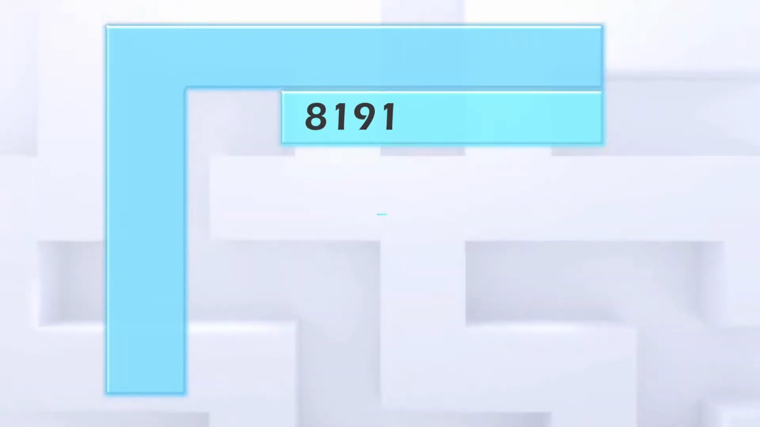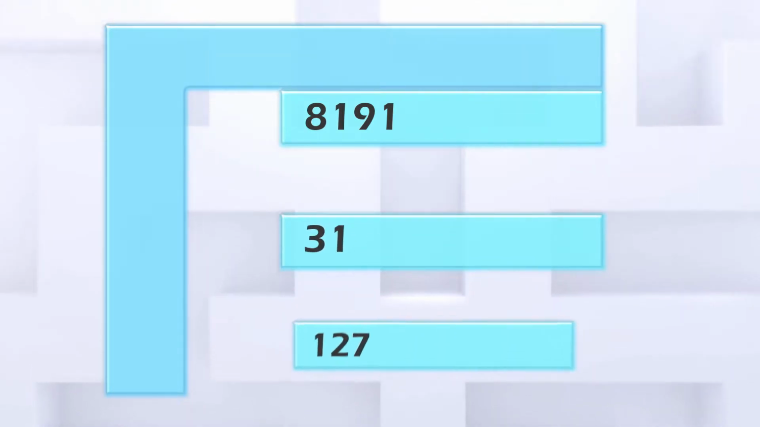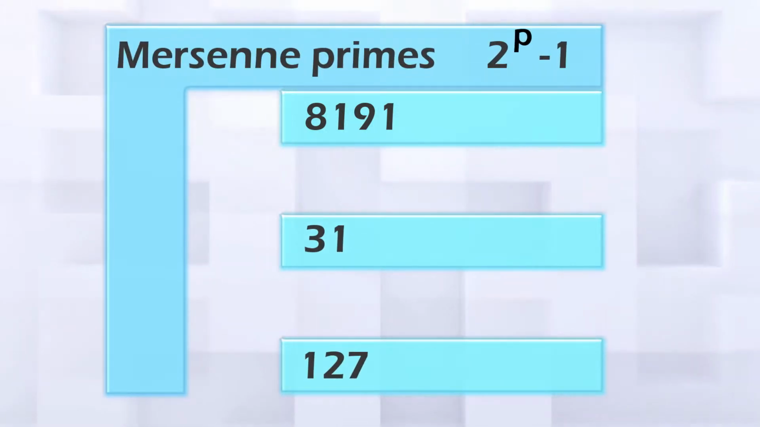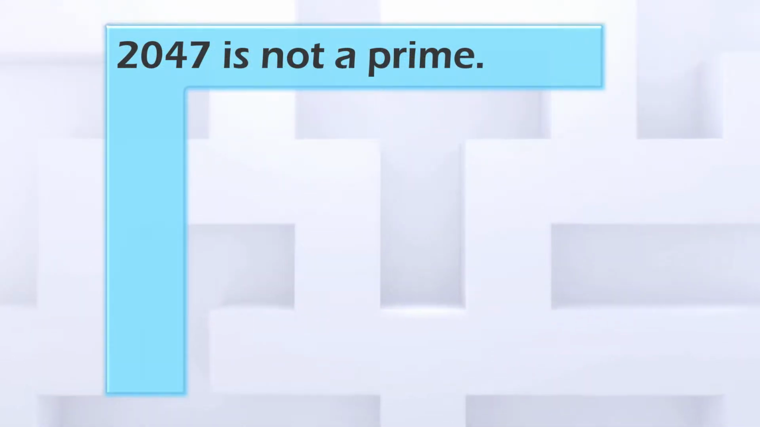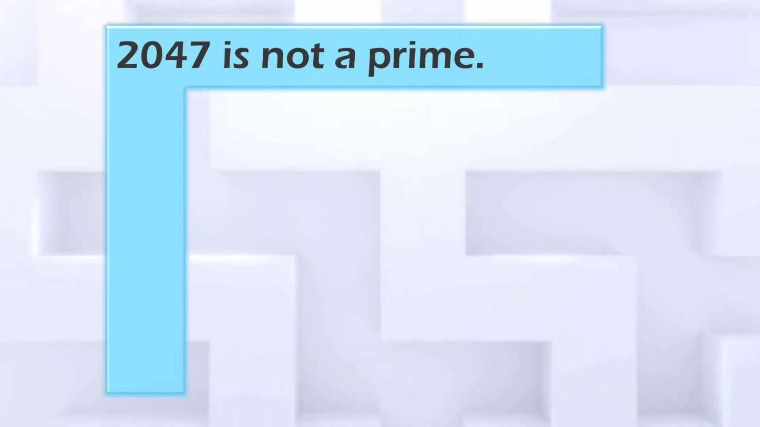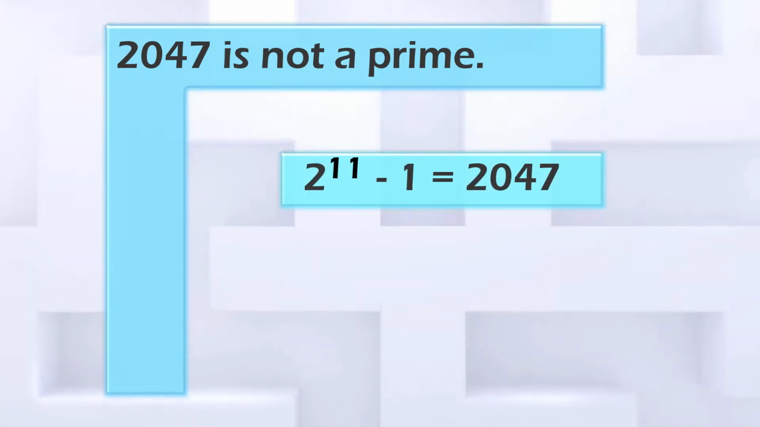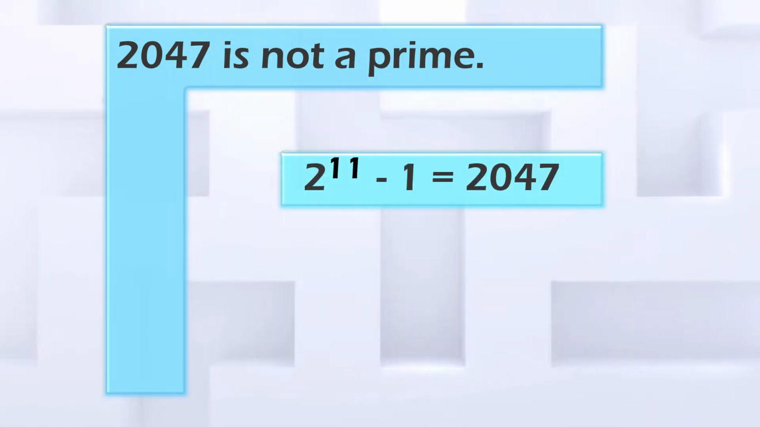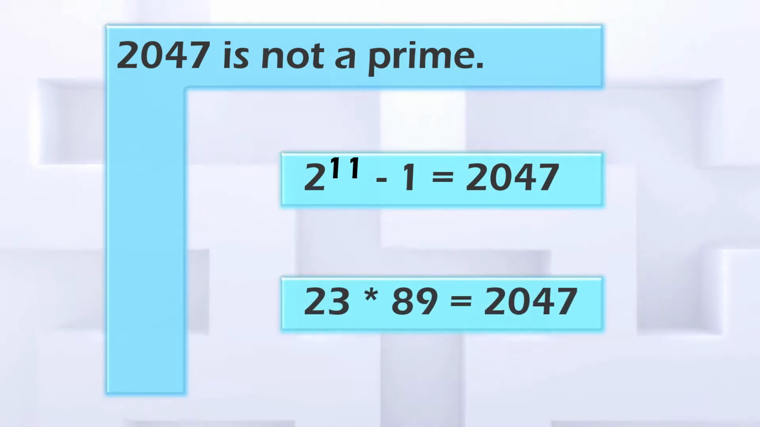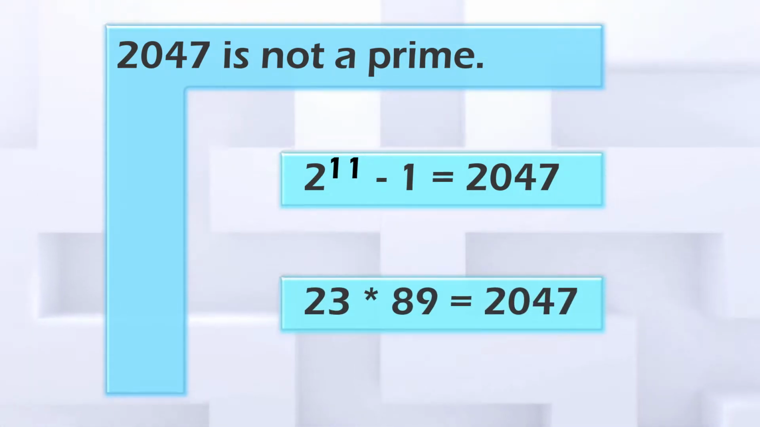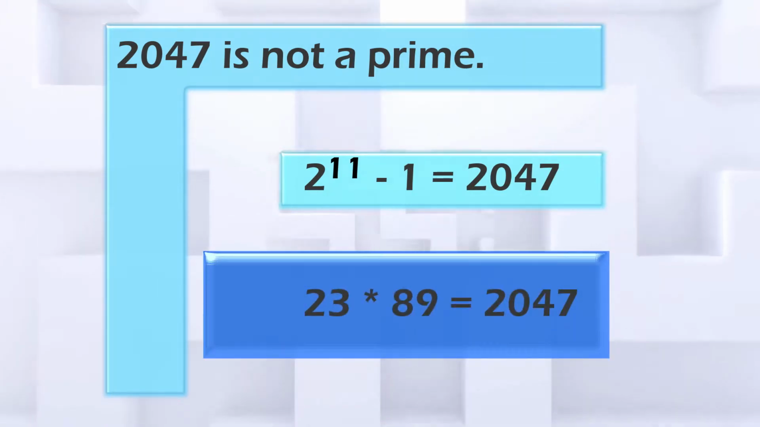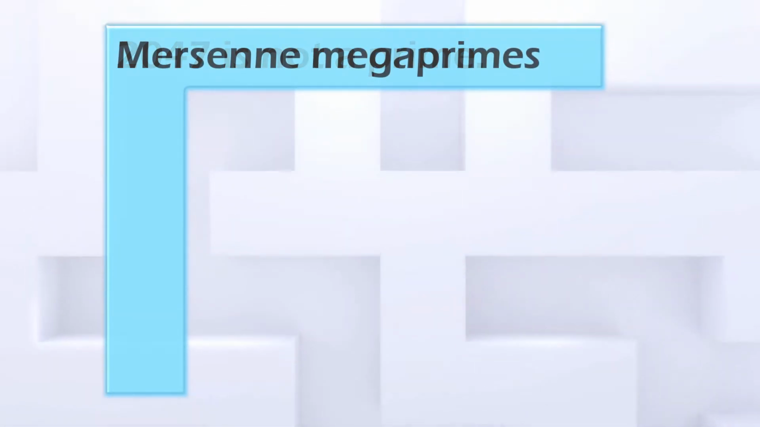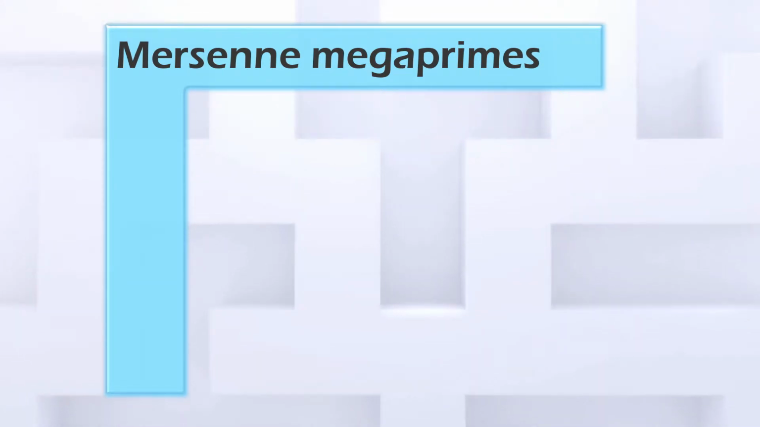The numbers on the list belong to a particular type of primes which are called Mersenne primes. The form of the Mersenne prime numbers is 2 to the p minus 1, where p is a prime. One exception is the number 2047. 2 to the prime 11 minus 1 equals 2047. In spite of this, 23 times 89 equals 2047, and therefore this is not a prime number. It's a composite number. Mersenne prime numbers can be very large numbers.